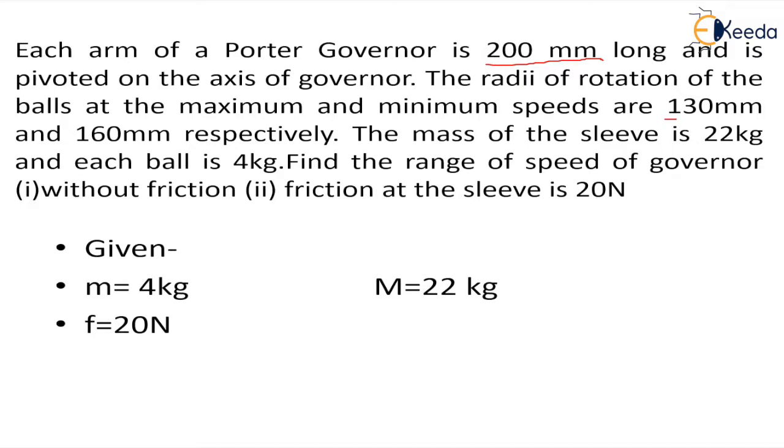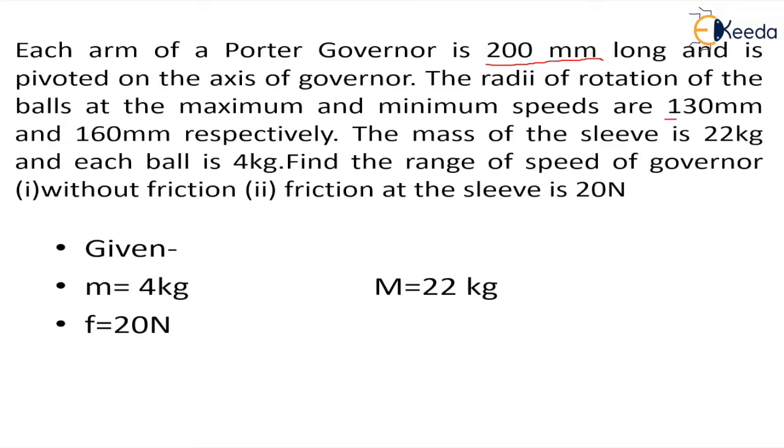By range we mean the difference between the maximum and the minimum speed. That means the governor can operate in that bracket only, it cannot go beyond that. If it goes beyond, of course it fails. So we have to find it for two conditions: when we are not considering friction and when we are considering friction, and the value is given as 20 Newton.